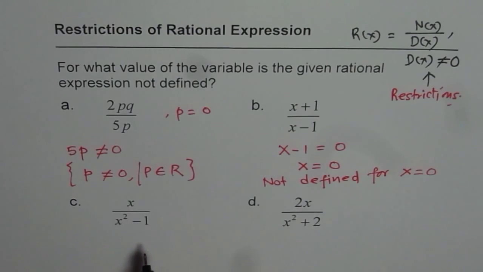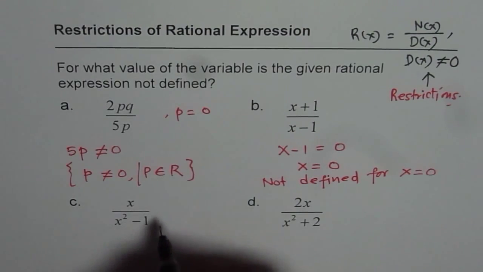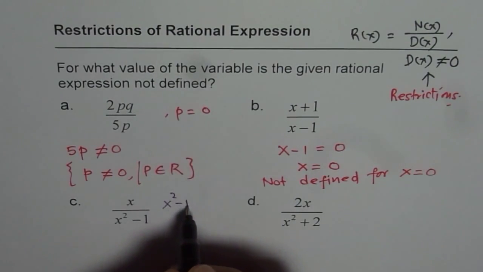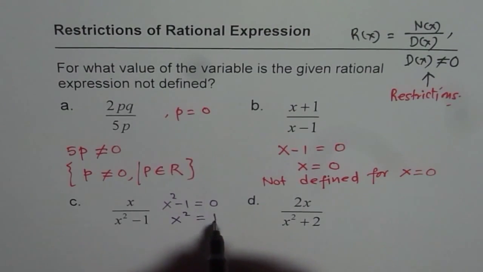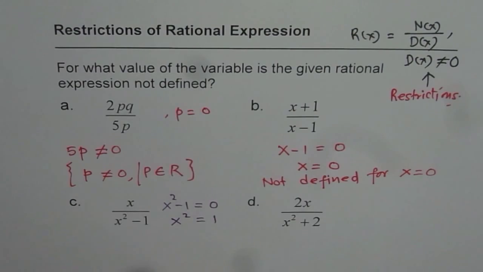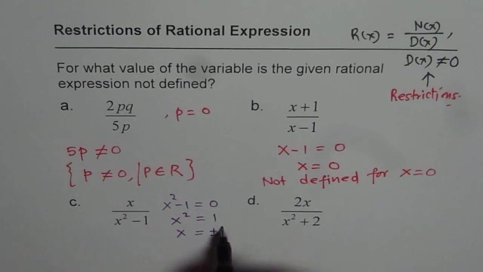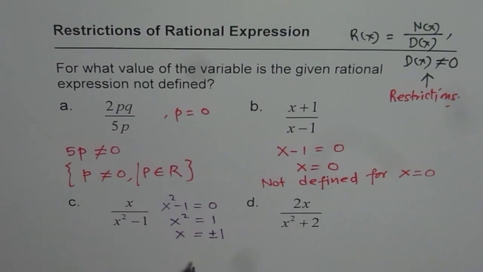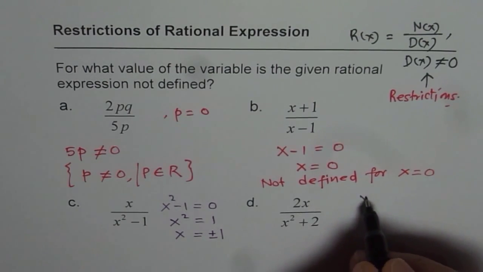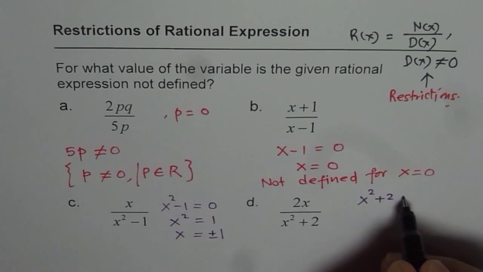These are interesting questions. So what we're trying to find here is when is x squared minus 1 equal to 0? That is to say x squared equals 1. Can you tell me what the values are? The values are x equals plus or minus 1. Don't forget that. Whenever you take a square root, you get plus and minus, right? Sometimes you may write just plus 1. That will be incorrect.